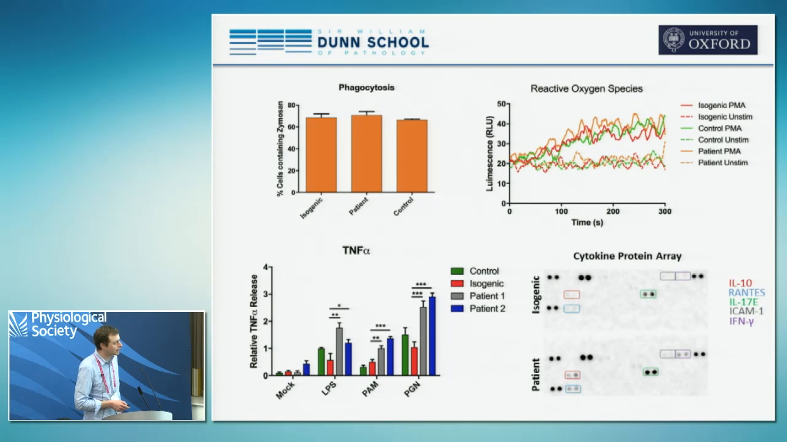We also carried out a cytokine protein array just to see if there was any other upregulation. And even at basal level, we see increased IL-10, RANTES, IL-17E, ICAM, and interferon gamma in the patient lines versus these genetically modified patient controls.